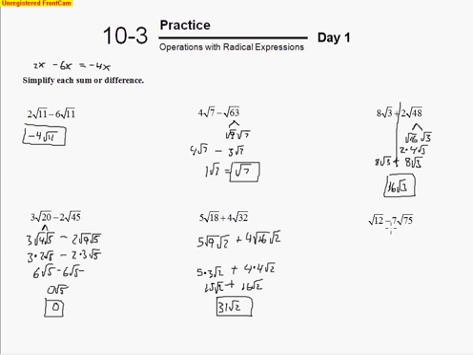On the last one here, same sort of thing. I'm looking for perfect squares. I see 4 is a perfect square. That goes into 12. And over here I see 25 is the big number that goes into 75.